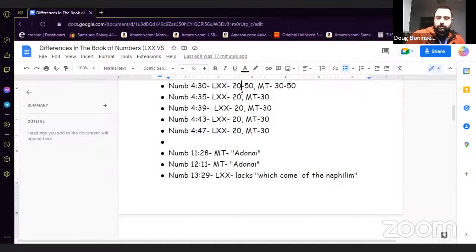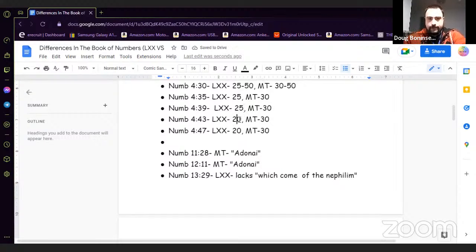So let me just fix this. It should say 25. I don't know why it says 20, why I put 20 there. And let's see. So you got Numbers 4:35. I have a feeling all of them say 25. I just messed up. Let me just fix that real quick.